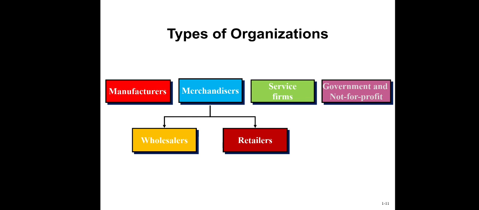What is a manufacturing business? A manufacturing business is a business that purchases raw material, processes the raw material, and produces finished product. A merchandising business is a business that purchases finished goods and sells the same thing to the customer. They are like supermarkets, grocery shops, and also online shops like Shopee, Amazon, etc.